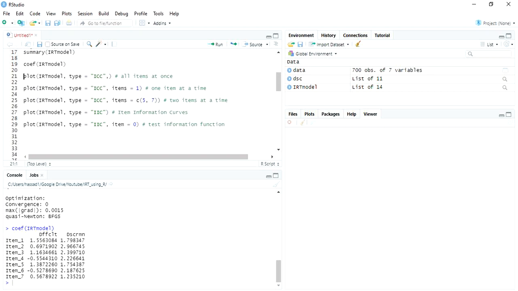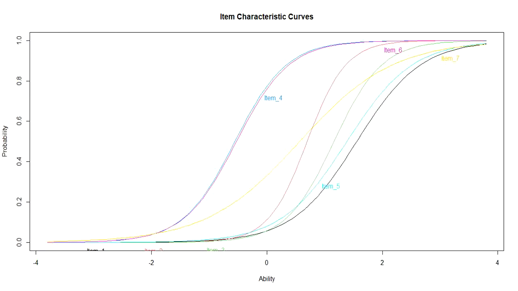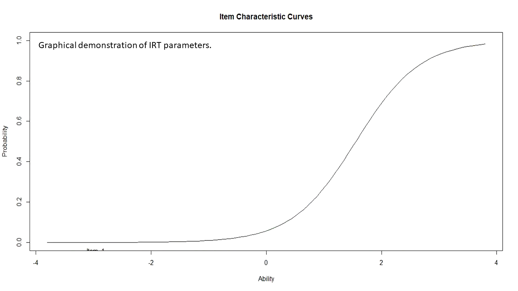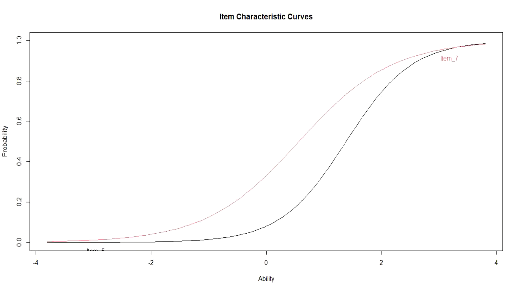Also, we can display the test information function here. This is the item characteristic curves for all items. The 2PL model is similar to a logistic regression model. However, the latent trait is not observed directly. ICC chart for item 1, ICC chart for items 5 and 7.